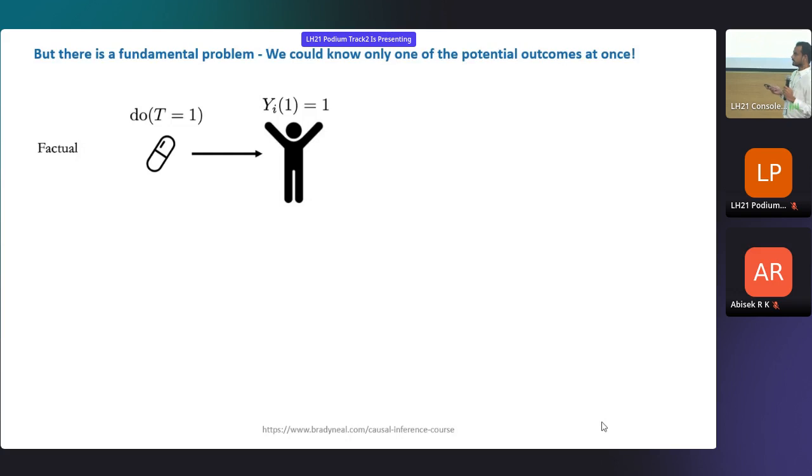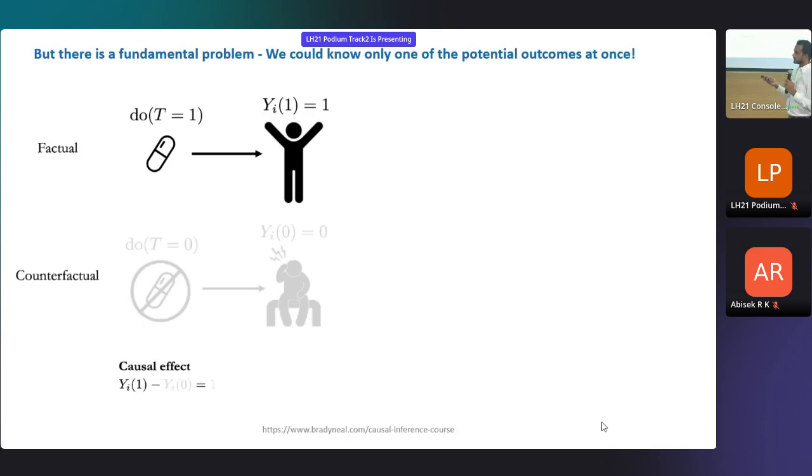So suppose you take the pill, that is t is equal to 1, and you observe an outcome, that is y1 is 1. So which is the factual case. But there is a counterfactual case. So how do we know what could have been the effect if no pill was taken? That is, if t was 0, what would have been the effect? We don't know. So only when we know these effects, we can measure the causal effect.